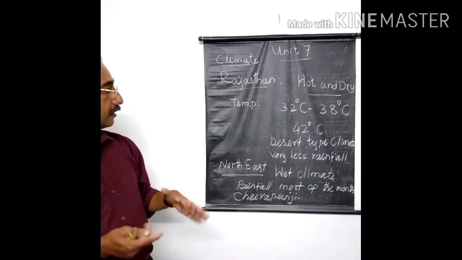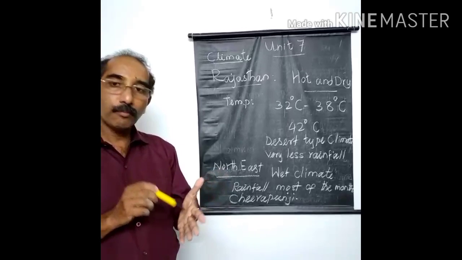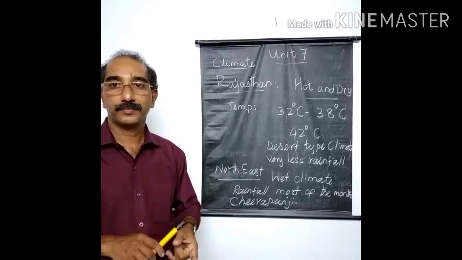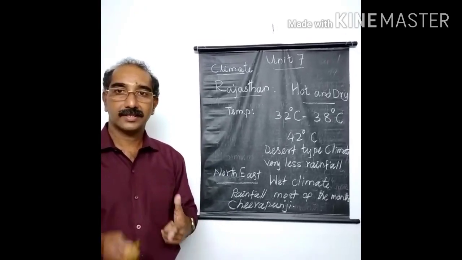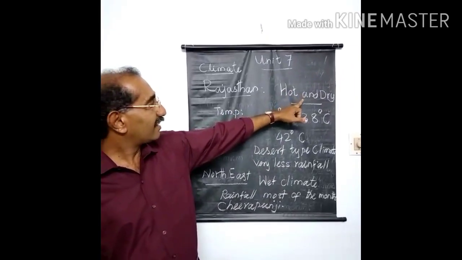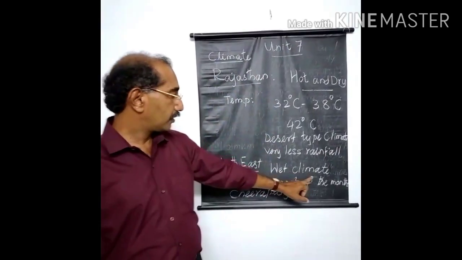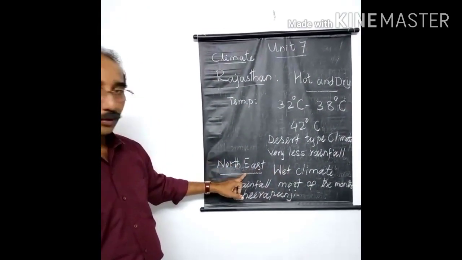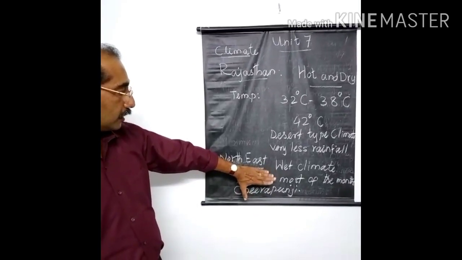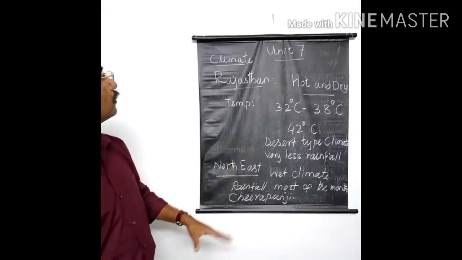So we have discussed 4 types of climate so far. Number 1, moderate climate, such as the climate in Kashmir. Hot and wet climate, such as the climate in Kerala. Hot and dry climate, just like the climate in Rajasthan. And wet climate, the typical climate prevailing in northeast India. Here plenty of rainfall is available, and vegetation is abundant, animals are there, forests are there. These are the 4 types of climate.